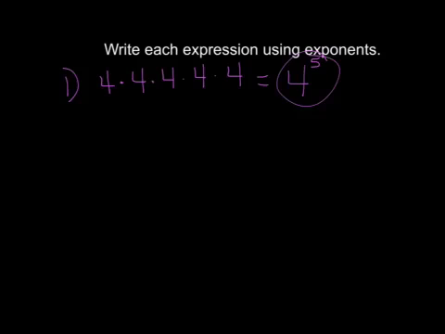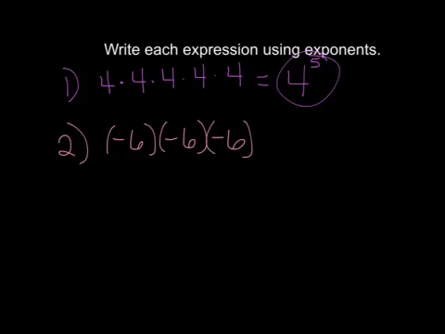And this is pretty easy. Let me just show you three quick examples. The first one is 4 times 4 times 4 times 4 times 4. Well, that means the base is 4, and 4 is a factor 5 times, so the exponent then is 5: 4 to the 5th power.